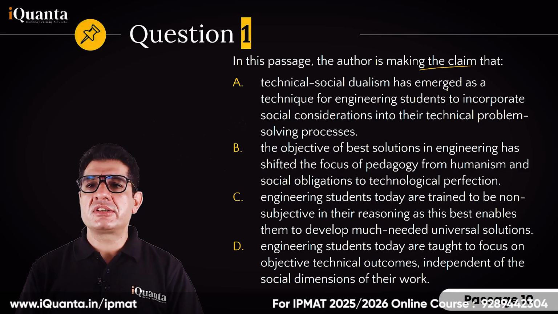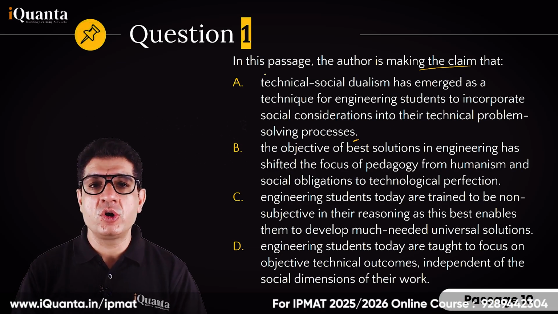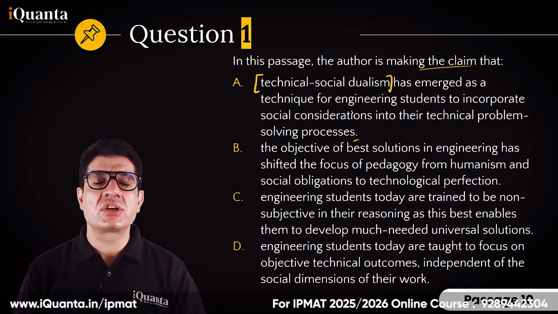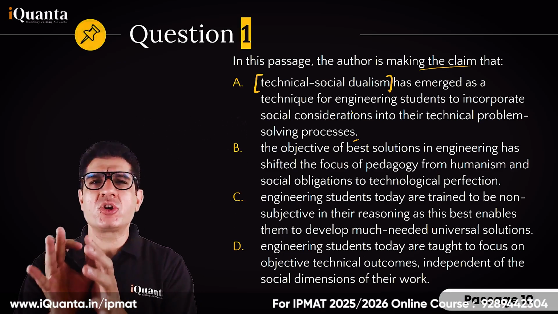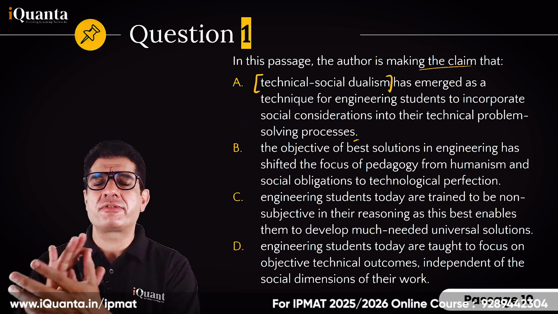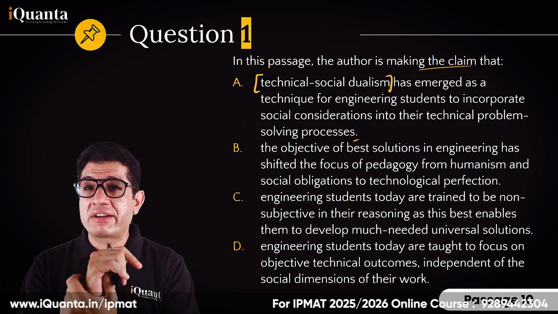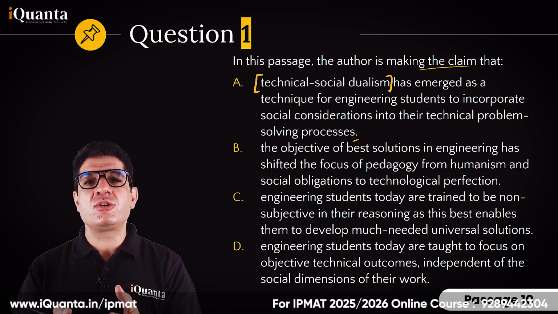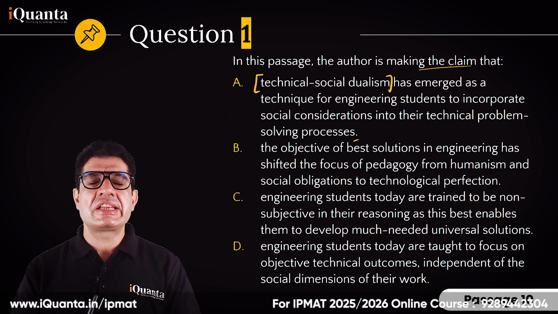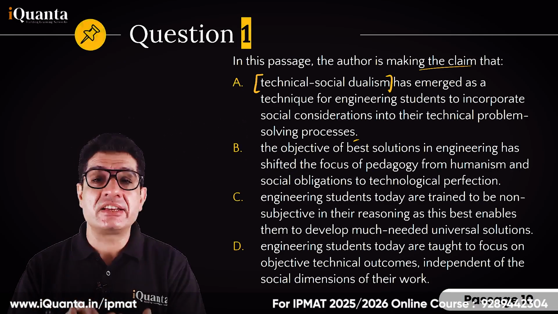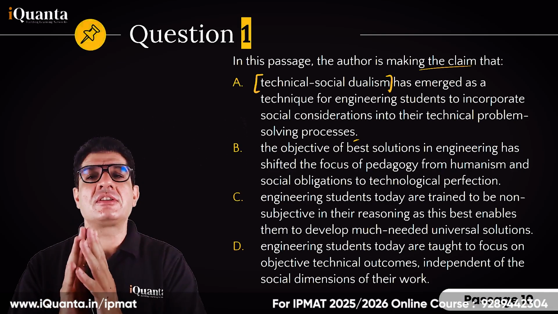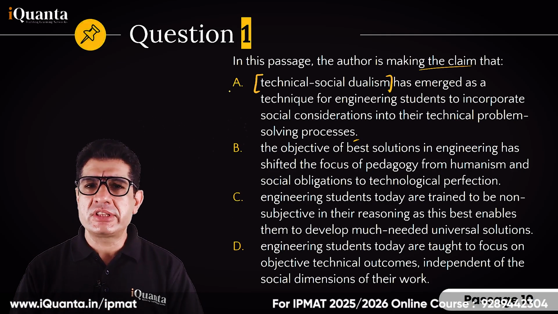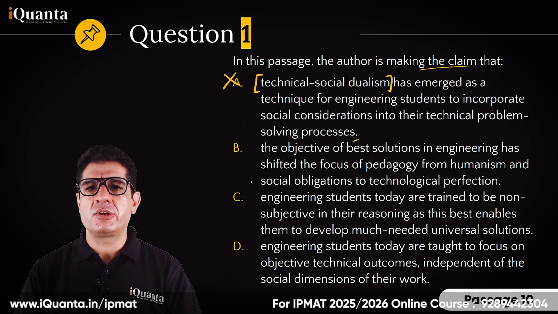technical social dualism has emerged as a technique for engineering students to incorporate social considerations into the technical problem solving process? No, this has emerged and it keeps the social and political aspects outside of the scope of problem definition and solution. So A actually goes on to contradict it. This technique has emerged, and in this technique engineering students stop thinking of social considerations. So this contradicts the passage, can very easily be ruled out.